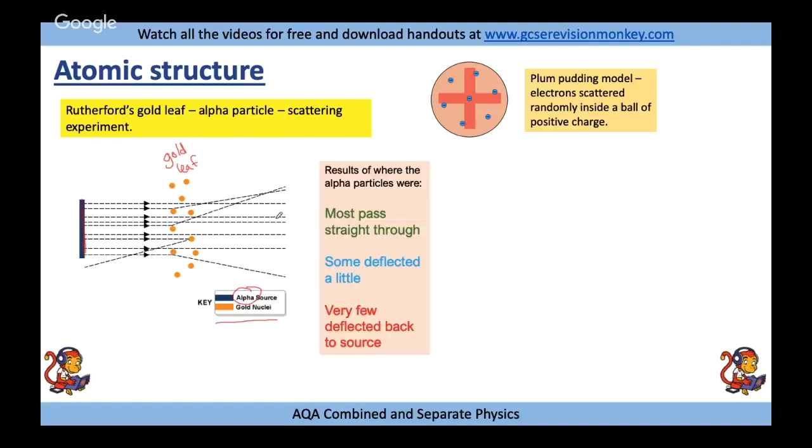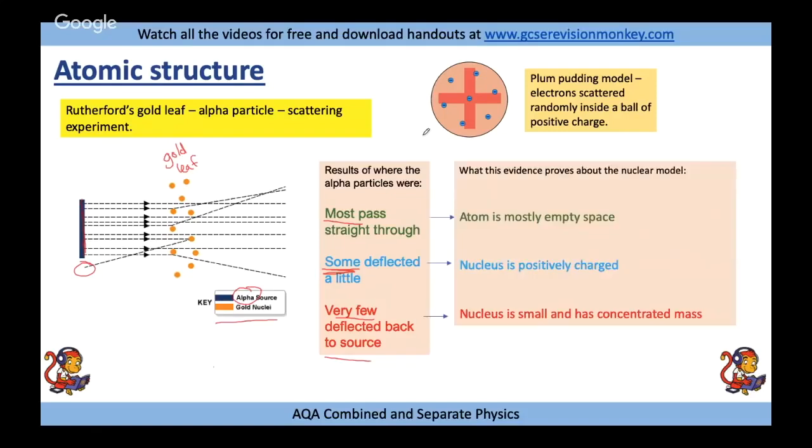Okay, well, what did they actually find? They found that most did pass straight through, but some were deflected a little bit. And this one was really unexpected: a very few, a tiny number, deflected back to the source. They actually rebounded back to where they came from. Now, this proved to us that this model couldn't be right. And this is what it did prove. The fact that most pass straight through can only be explained because our new model of the atom says it's mostly empty space.